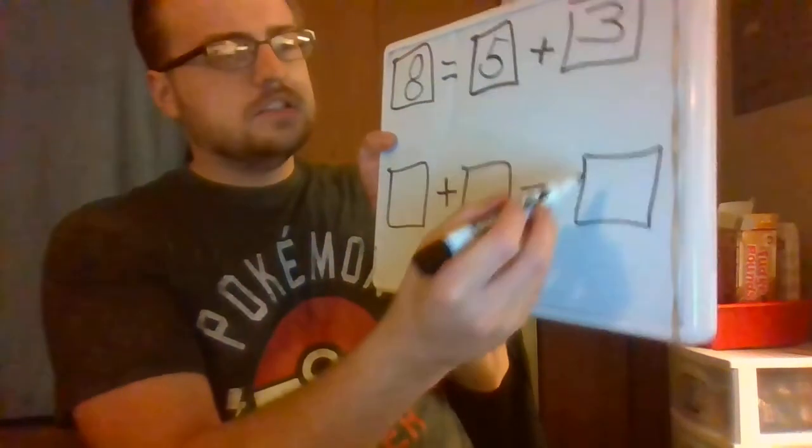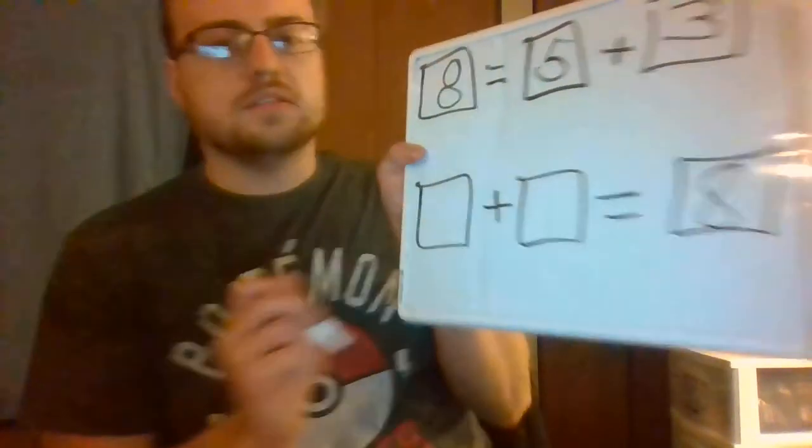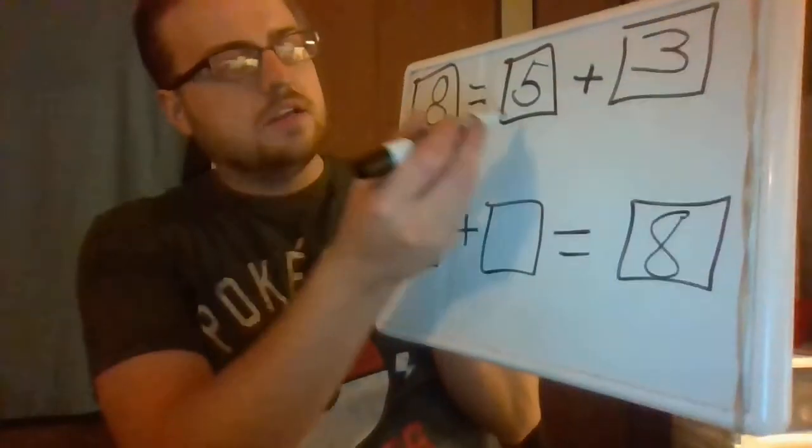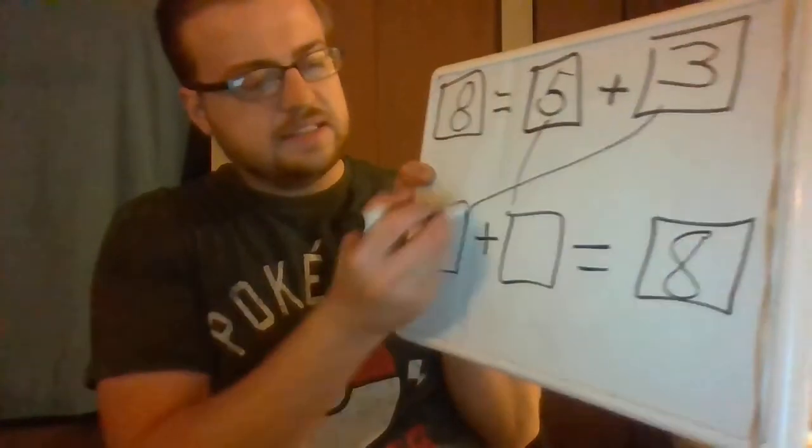Okay? And now it's asking for just the opposite. So it's going to say blank plus blank equals blank. So we know we have 8 altogether. So we can go ahead and just put our 8 in that box automatically. And then you just put these numbers down in those boxes.